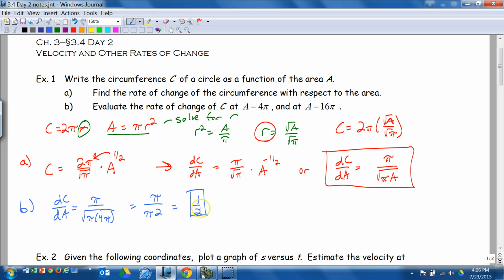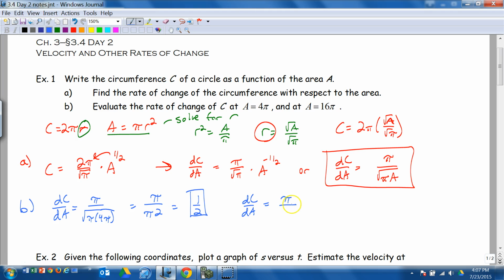And the units for this, we don't have units, but it would be units of circumference over units of area. So if it's inches, it'd be inches over square inches. So every 1 unit of circumference that changes would change that area by 2 units, or vice versa if you want to say it the other way, when the area is 4 pi. When the area is 16 pi, the circumference is changing at a different rate.